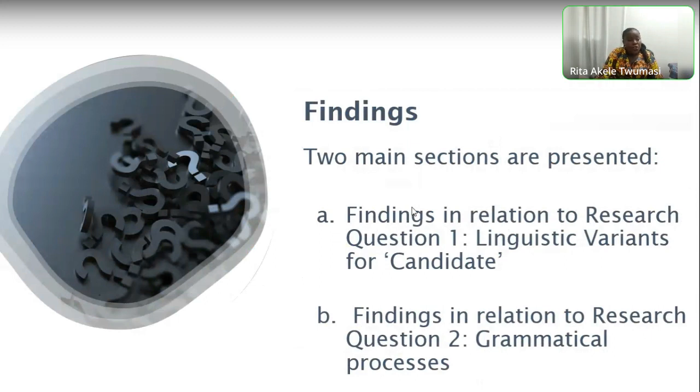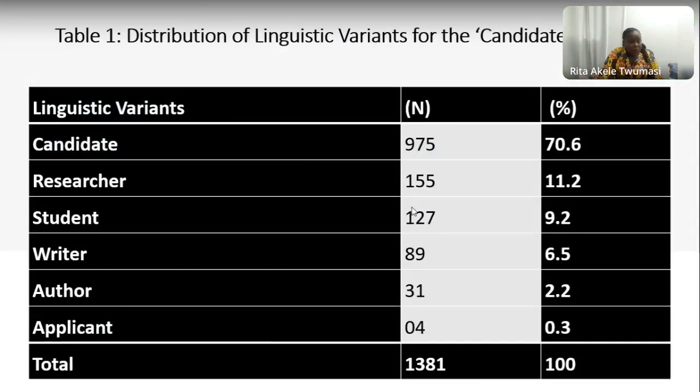Findings. 2 main sections are presented. A, findings in relation to research question 1, that is, linguistic variants for candidates, and then B, findings in relation to research question 2, grammatical processes. Now, in Table 1, I have the distribution of the linguistic variants for candidates. As in Table 1, the highest variant was candidates with 975 occurrences, representing 70.6%, which is more than half of the total occurrence of all the linguistic variants in the data.